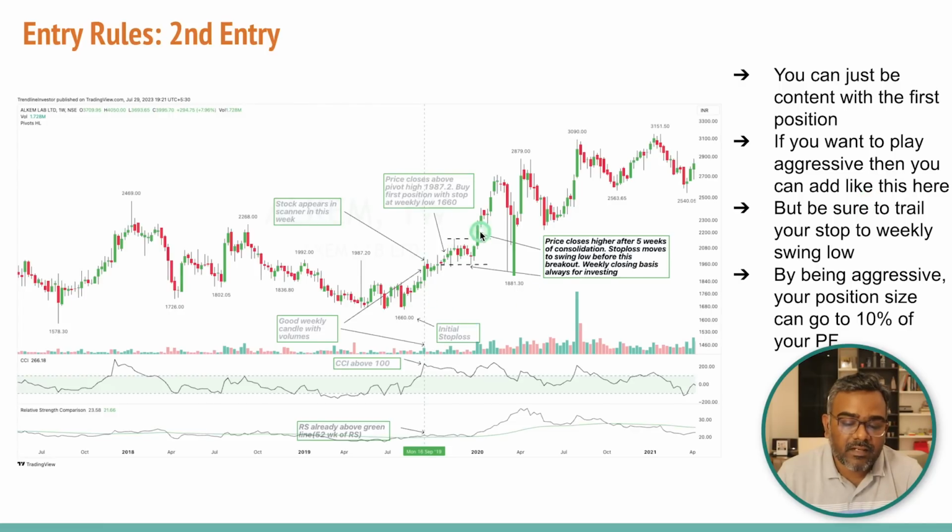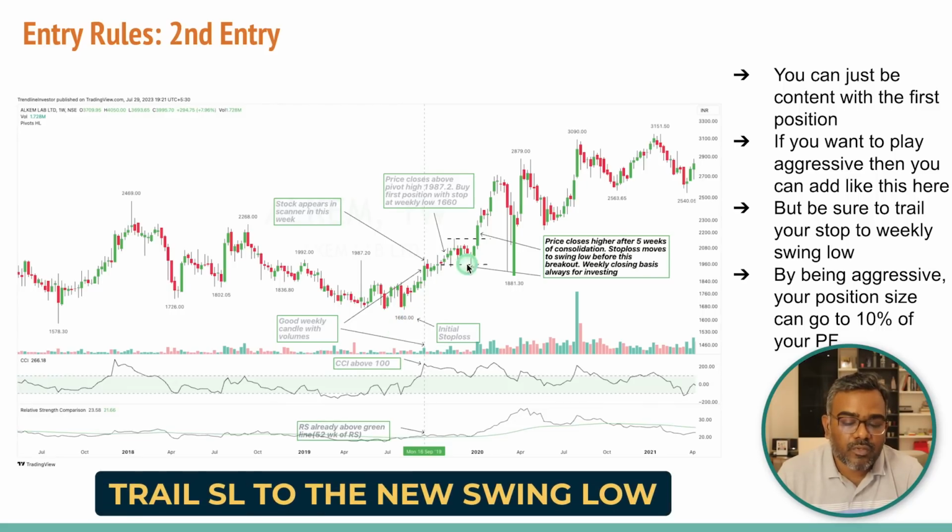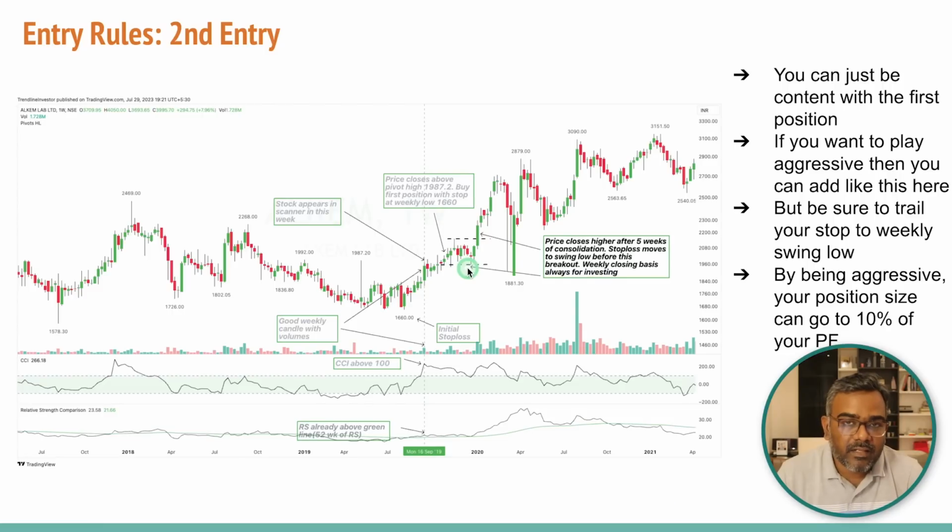So once you add here after this week, now your risk has increased, right? So previously your risk was here and now you have a new position, you cannot keep your stop loss here again, right? Because the risk becomes more. So what I would suggest is trail your stop loss to the swing low after this 5 weeks minimum consolidation, and it closes above that point. Trail your stop loss to this point here, right? Now here, by being aggressive, by taking the second position, you are buying more of your quantity plan.